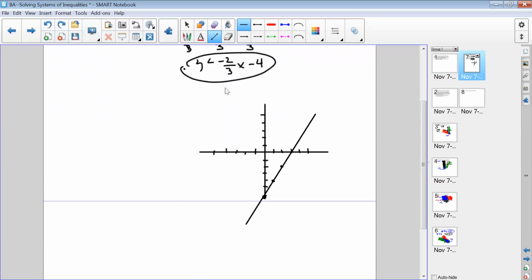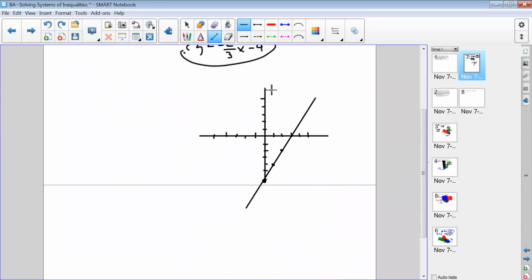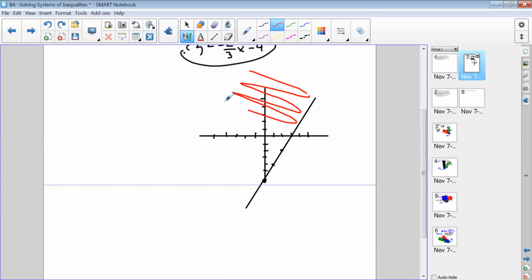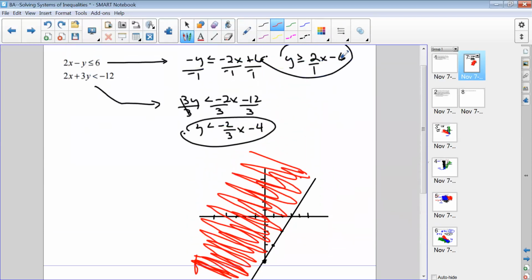And it was greater than or equal to. So I want to shade everything greater than, which would be this direction. So we'll shade that in red. All the ordered pairs in the red region satisfy this inequality. Now let's go and plot this one.